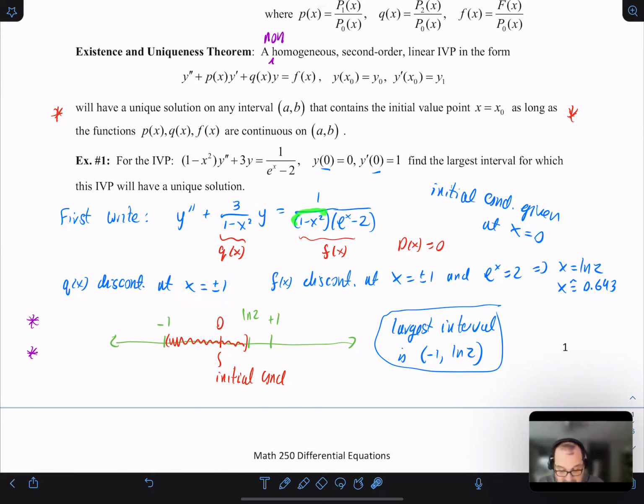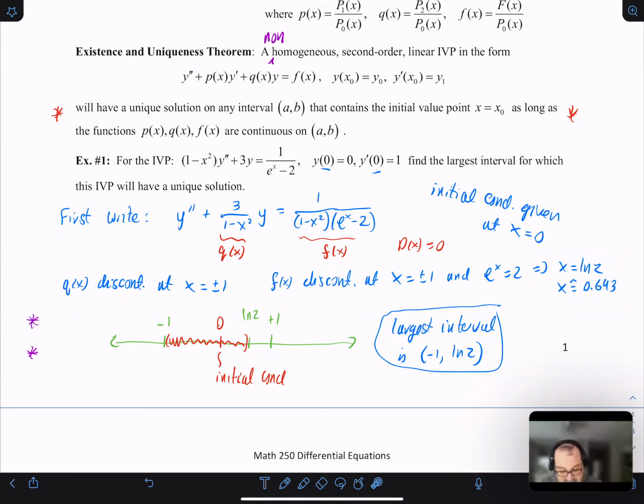Now we also have that condition for f of x. In f of x, x cannot be plus or minus 1, but we've already considered that. So the only new condition here is that e to the power of x cannot be equal to 2. So solve that: take ln on both sides. x cannot be equal to ln of 2, which is about 0.693.